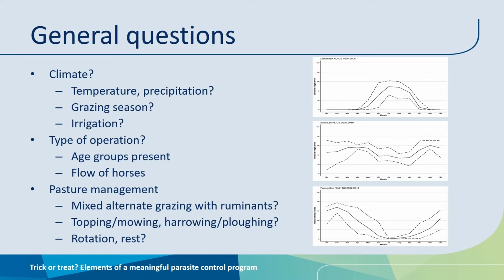Pasture management obviously matters a lot, and all of these things that are mentioned here will affect parasite infectivity in various ways, depending on how it's done and the time of year. Again, you can look at those charts and consider certain times of year where parasite transmission will be affected by these measures more than other times of year. Pasture management, and mixed and alternate grazing with ruminants, which is practiced a lot in some countries, including New Zealand, are things that need to be taken into account.